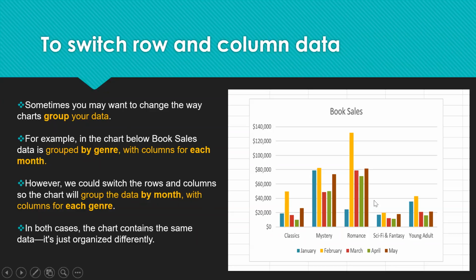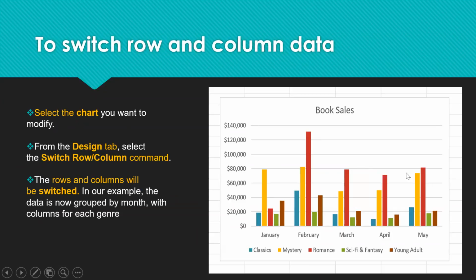In this one, you can see the sales is shown in the y-axis, and this grouping of the category is shown in the x-axis. You can change it.